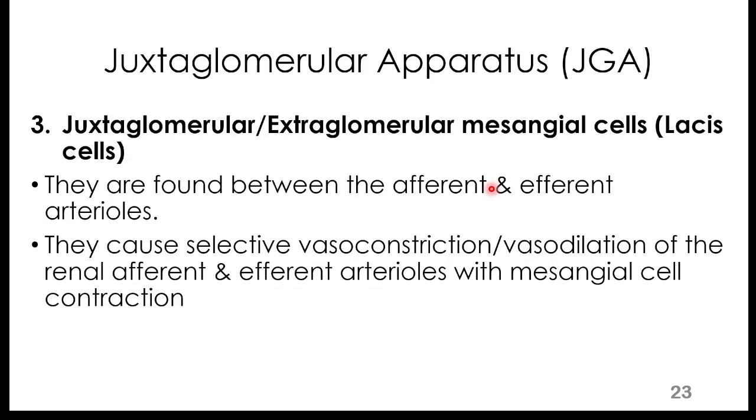And finally, we have the extraglomerular or juxtaglomerular mesangial cells. They are found between the afferent and efferent arterioles. They cause selective vasoconstriction because they have smooth muscle. They are specialized smooth muscle cells. When they contract, they cause vasoconstriction of the arterioles which they surround, right?